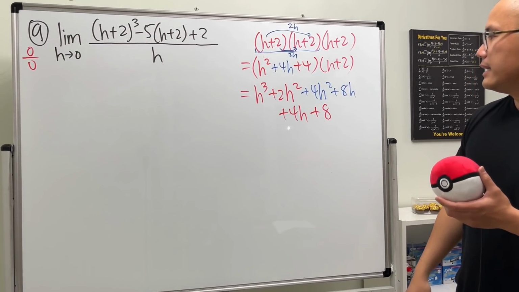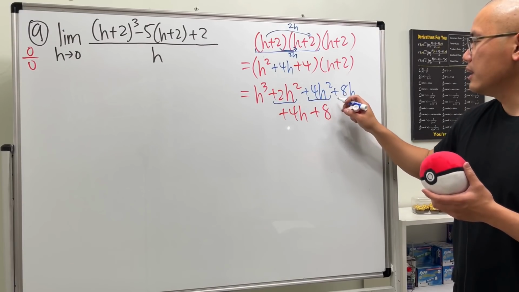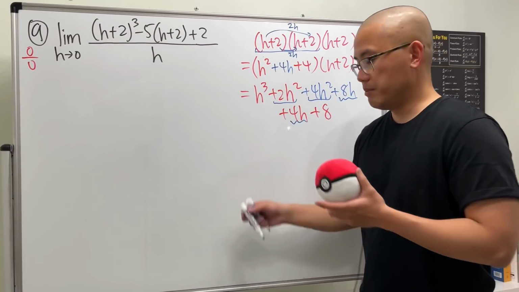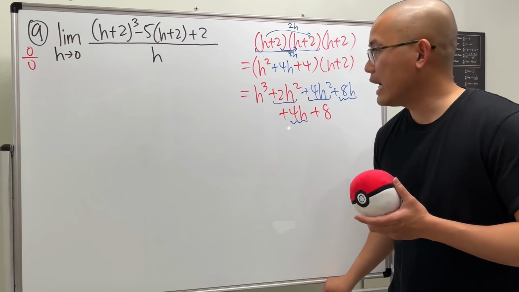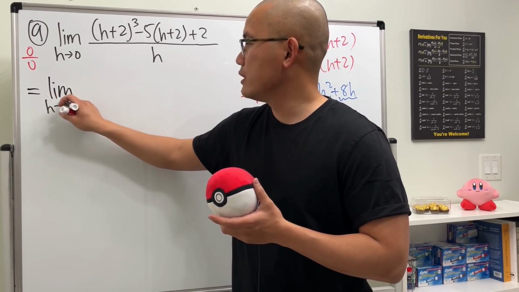Okay, and we can combine this and that together, and then this and this together. So I'm going to put down the result back there, and we are going to have the limit as h approaching 0.